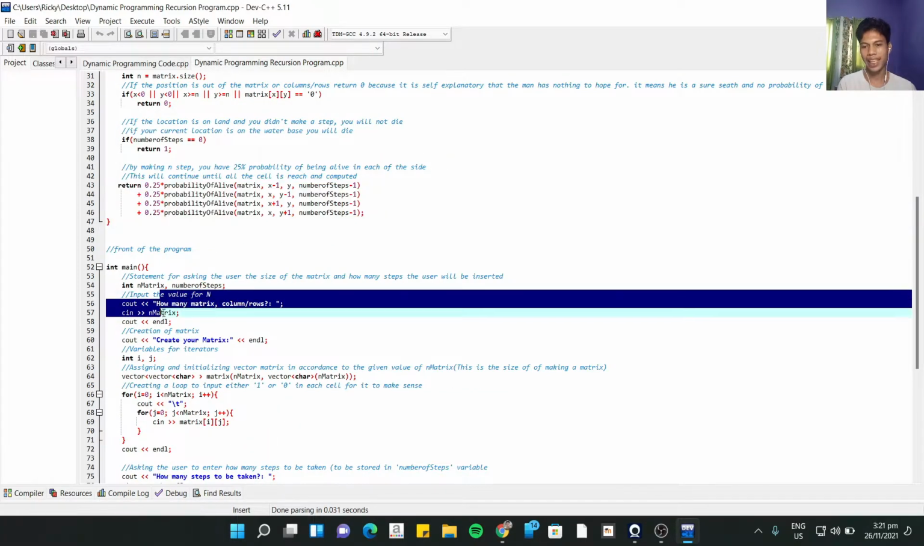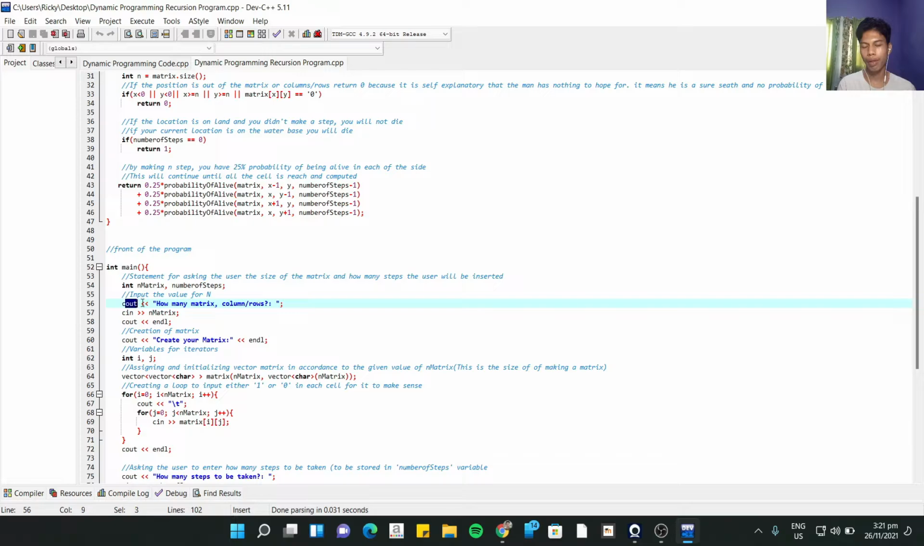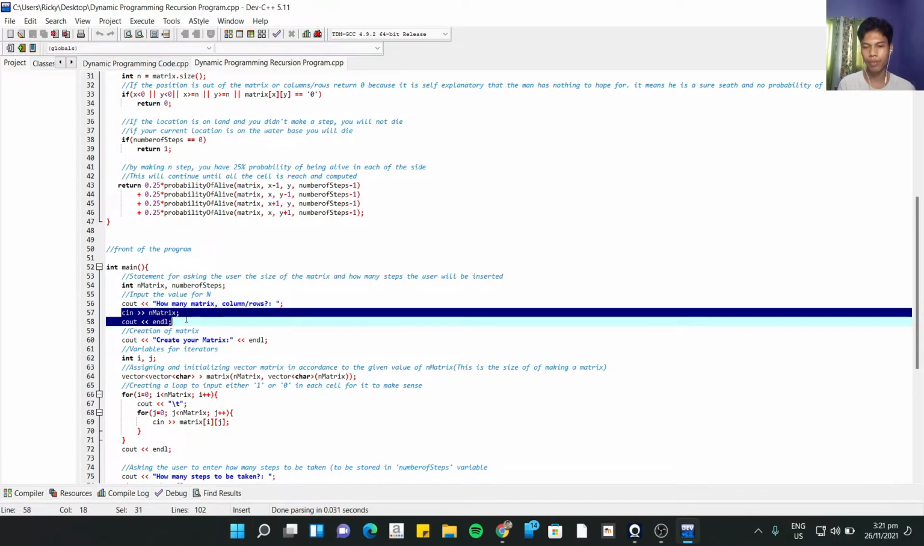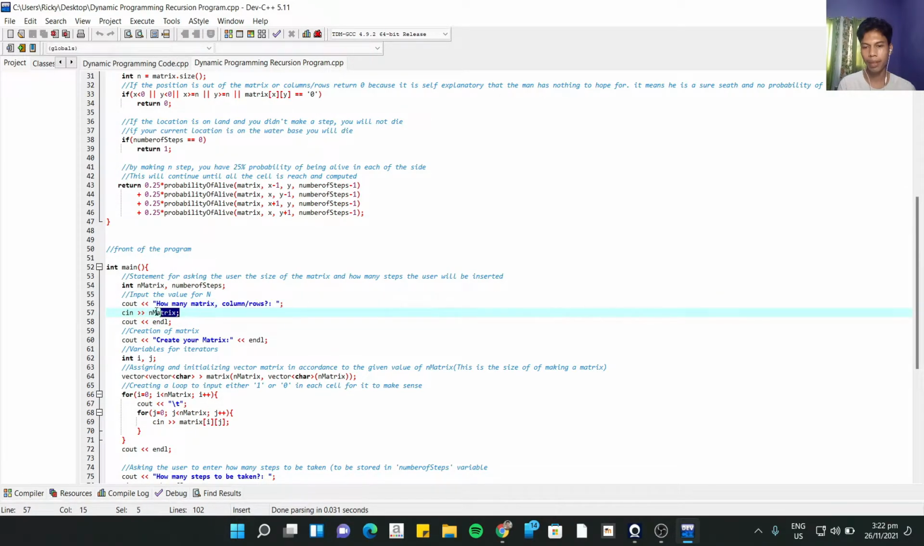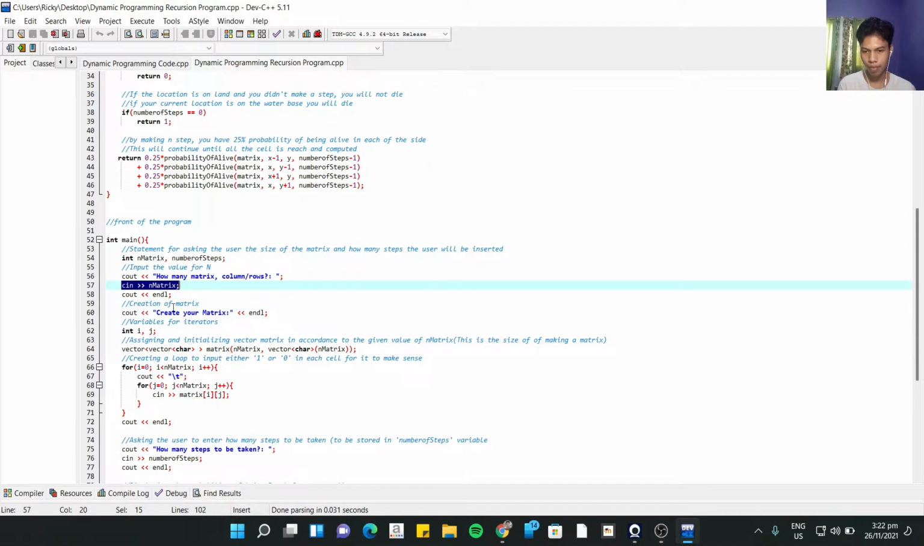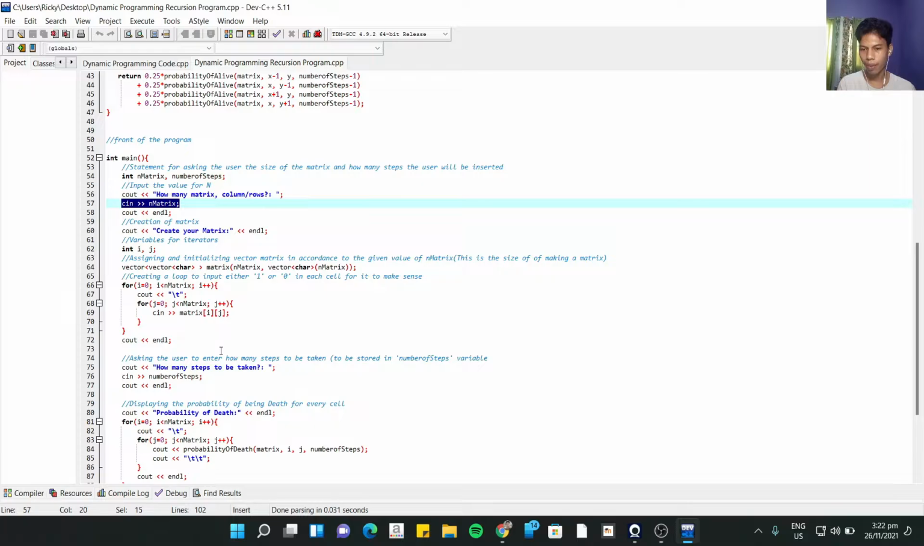This is the front end of the program, where the user will enter how many columns or rows there are. The problem given is a 7 by 7 matrix, so later on we will run and enter 7 here, and insert the matrix, because this is where the matrix will be saved. After that, a for loop will iterate and solve the problem using the formula, and it will show the probability of being dead and alive.